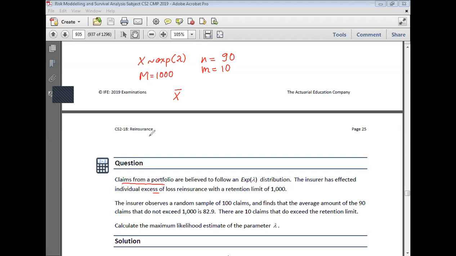Also, the n is the total number, and the total over here is 100, right? Yeah, so 100 is the total.